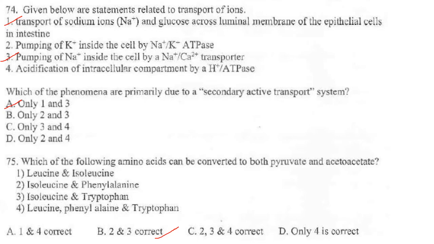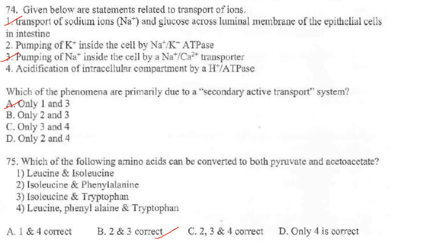So during the absorption of nutrients, for example sugars and amino acids are removed from the intestine by co-transport with sodium ions. So statement 1, if you see, that is transport of sodium ions and glucose across luminal membranes of the epithelial cells of intestine. That is also a secondary active transport. So the answer here is option A, that is only 1 and 3.